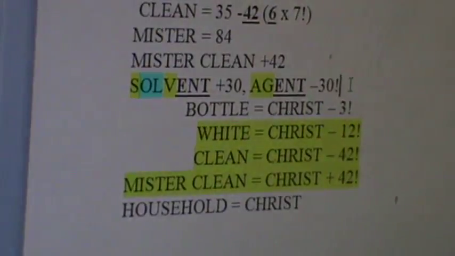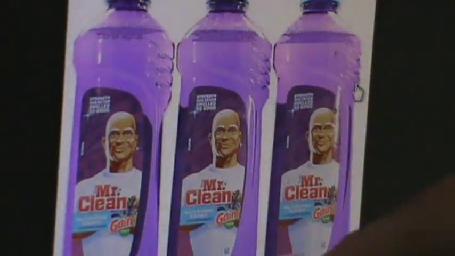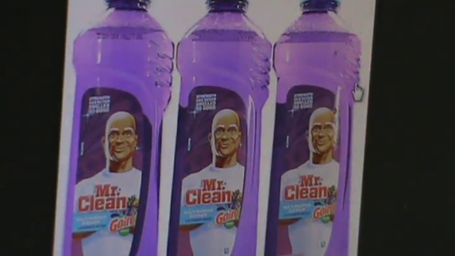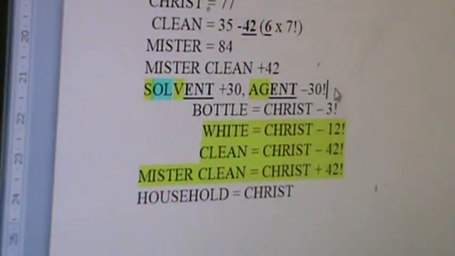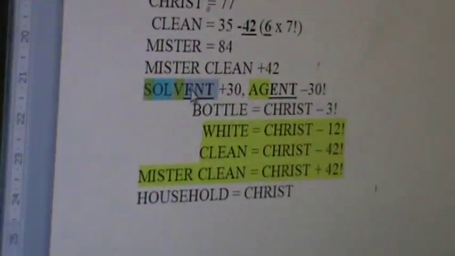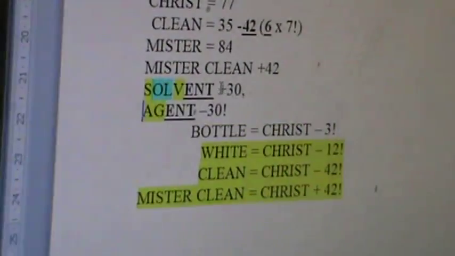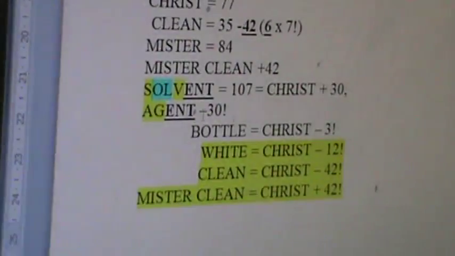That is amazing. Wow. So when you look at a cleaning product, the liquid is what you call the solvent, also known as the agent, like the cleansing agent or the chemical agent, chemical solvent. Well, shut my mouth and call me a genius. So solvent is 107, plus 30 over the 77 of Christ, and agent is 47. I'm so proud of this. We got to write this down in a nice equation: Christ plus 30. Agent equals, like, this is such eureka material.